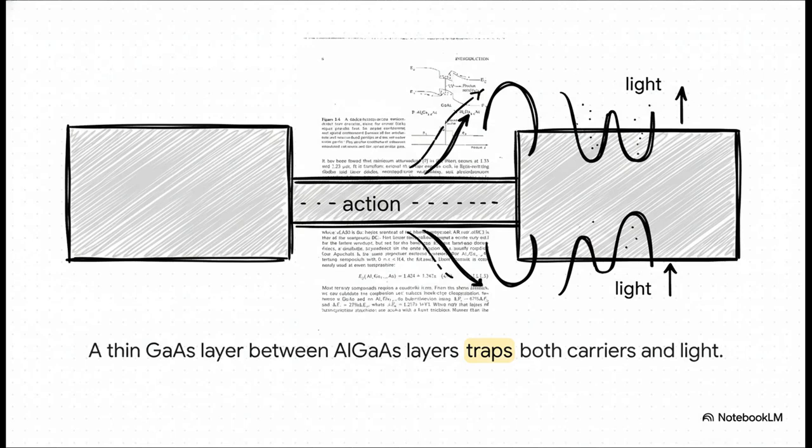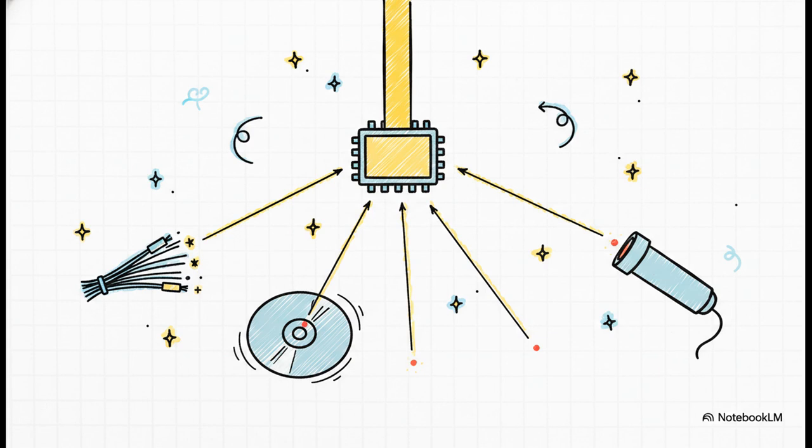You can see that super thin gallium arsenide layer, the active region, right in the middle. That's where all the action is. And it's sandwiched between those other layers of AlGaAs. That structure creates an energy well that the electrons and holes fall into and can't get out of, and at the same time, it traps the light. Just brilliant. And the impact of this one idea, I mean, it's almost impossible to overstate.